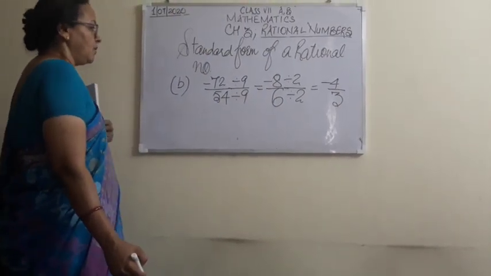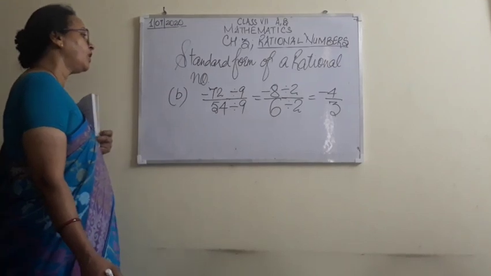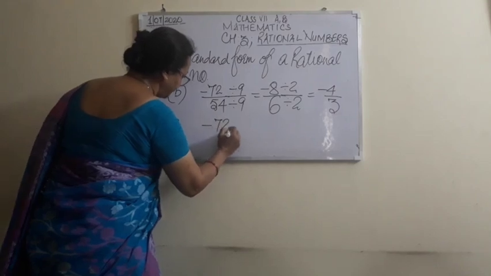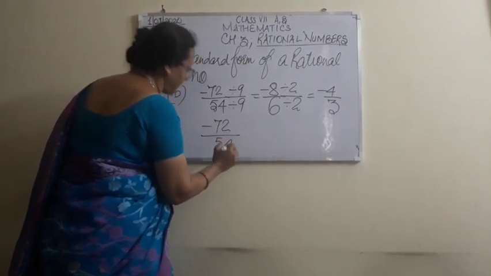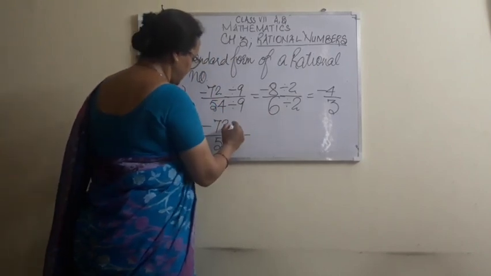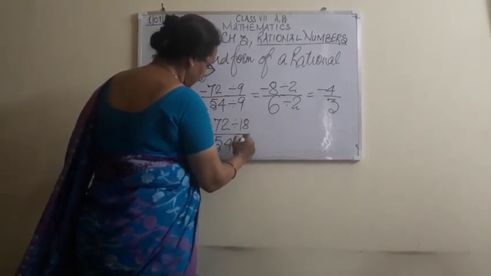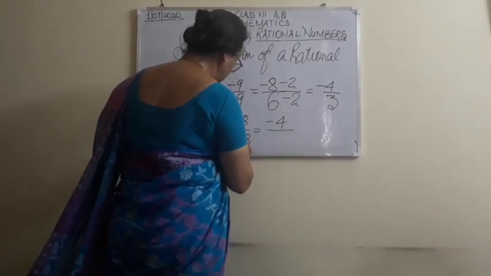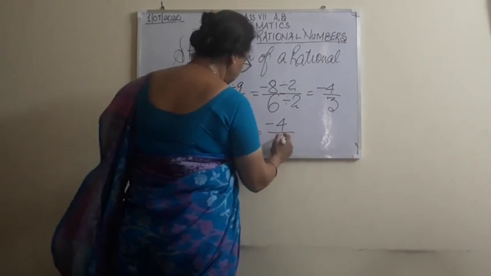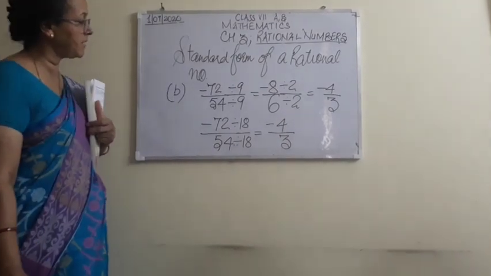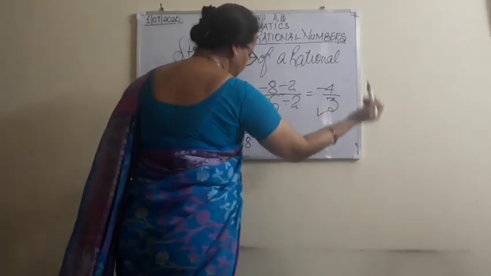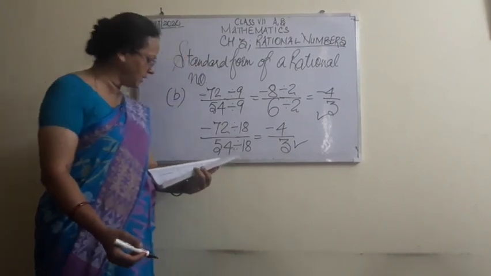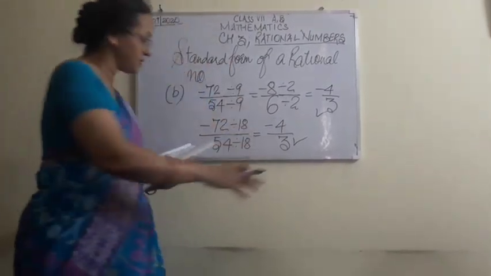4 by 3. Okay. If you know the table of 18, then you can also do it directly. As I know that you haven't learned the table till now, that's why I started with this method. 18 4s are 72 and 18 3s are 54. What is the answer? Minus 4 by 3. Either you do it by this method or that method, both are the same. Okay students, this is the standard form of the rational number.